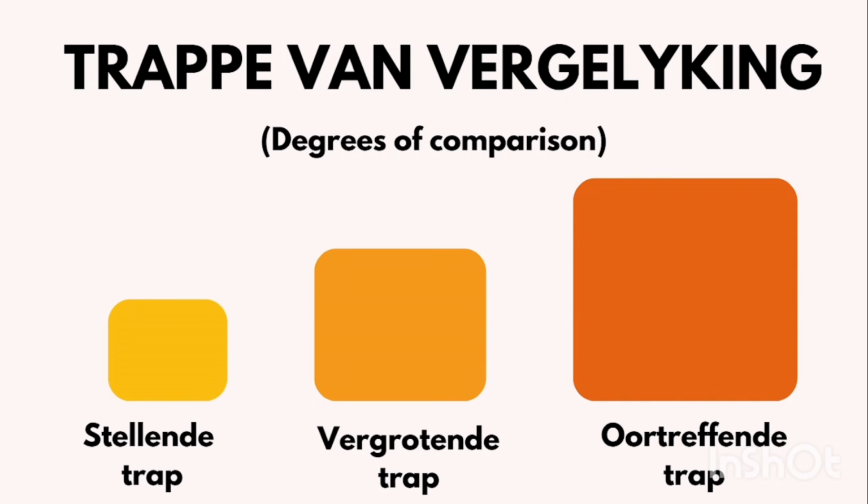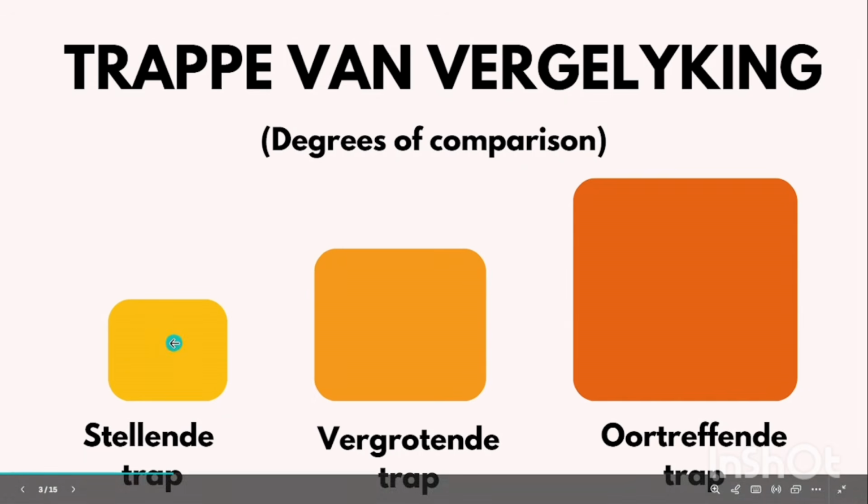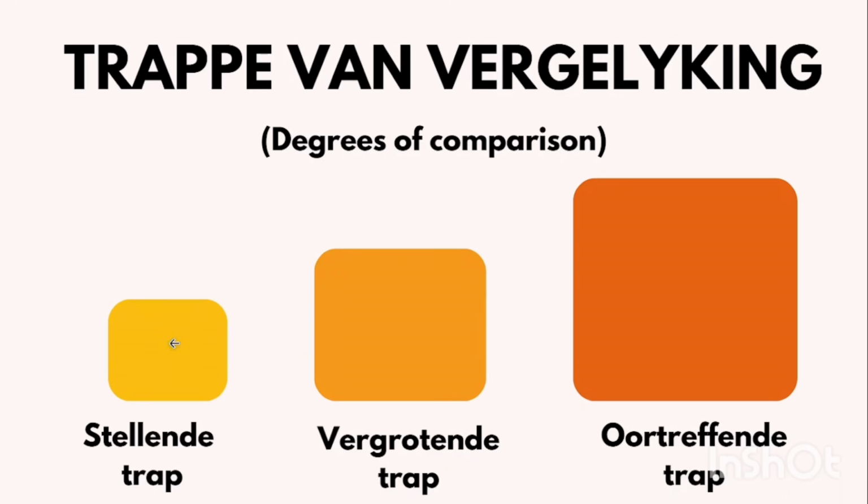So here are the names of the different steps. The first one, this one, is stellende trap. Okay, so you know what a stelling is, right? So that's a basic statement. Die bloed is rooi, for example. So rooi is obviously describing the blood, and it's a normal sentence. There's nothing out of the ordinary.